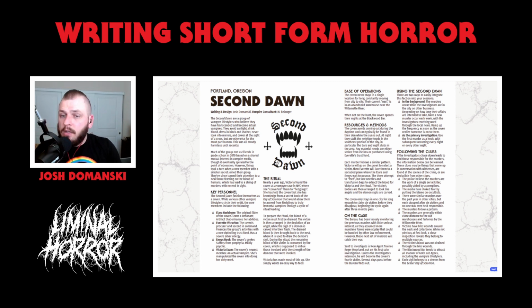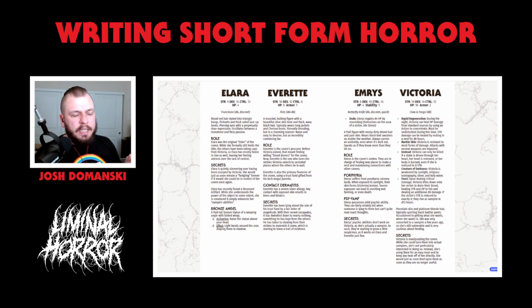The key with the Second Dawn is that one of them is really a vampire. Victoria, the newest member that has joined the group, is really a vampire. She hasn't been one for very long. What she's trying to do, I can flip to that next page, is keep herself safe. She's not a particularly strong or powerful vampire.